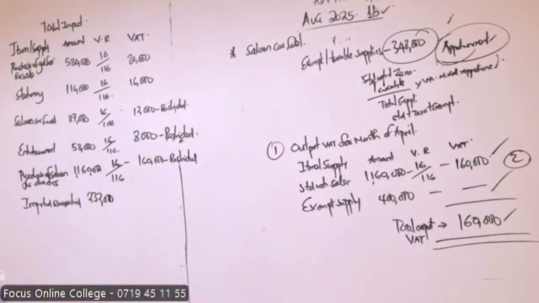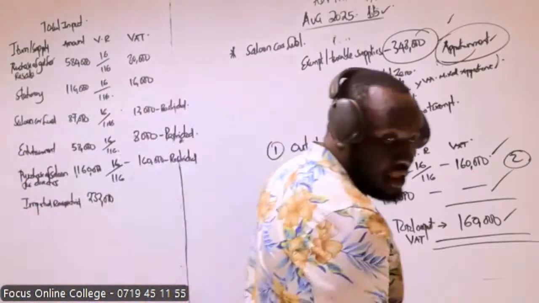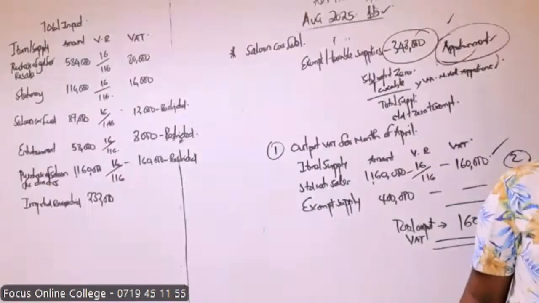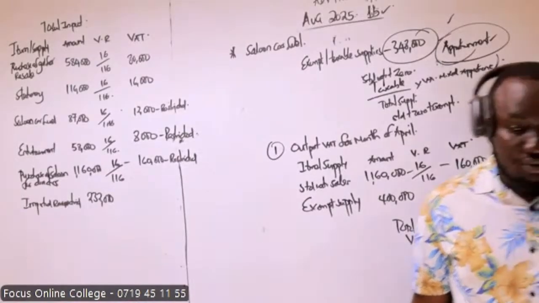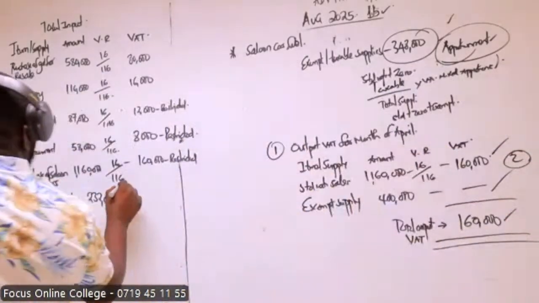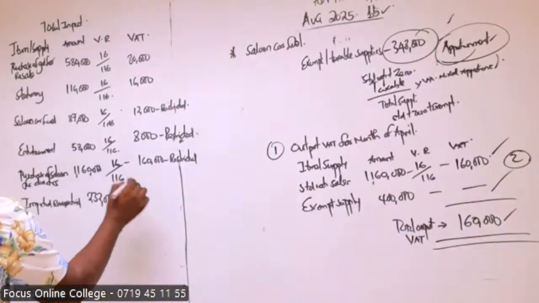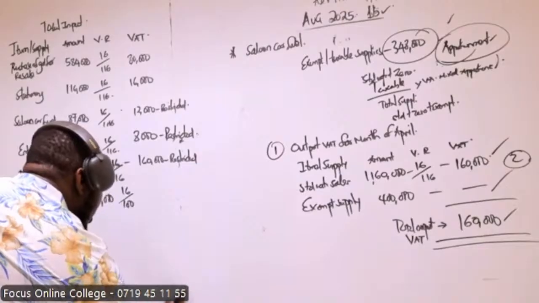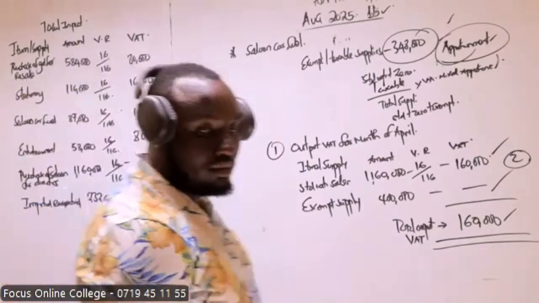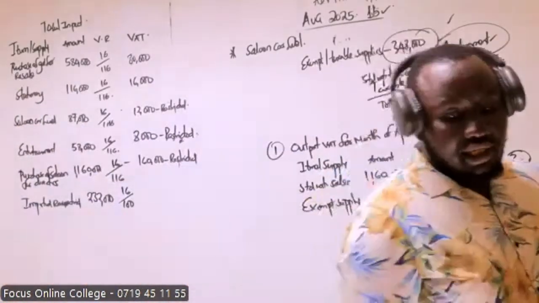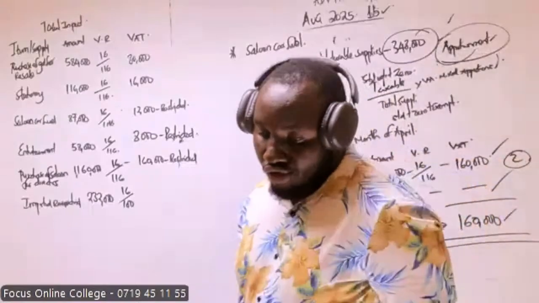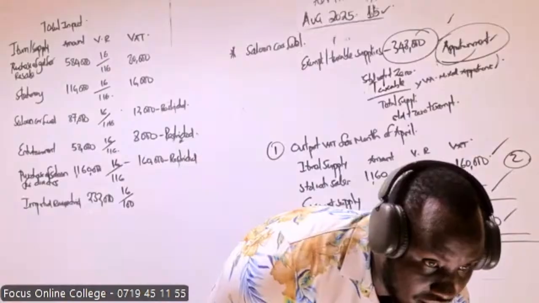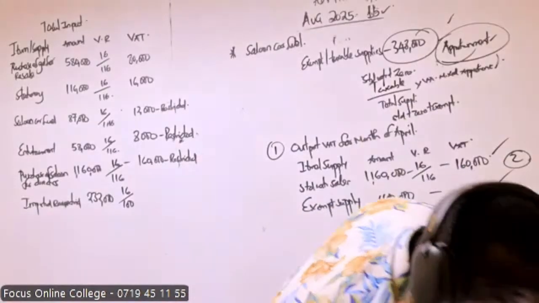So what are we going to use? Are we still going to use 16 over 100 for the imported raw materials? That should be 16 over 100. So get for me what you have for 16 over 100. We just do away with this line. So get me that 16 over 100. So that should be 37,120.